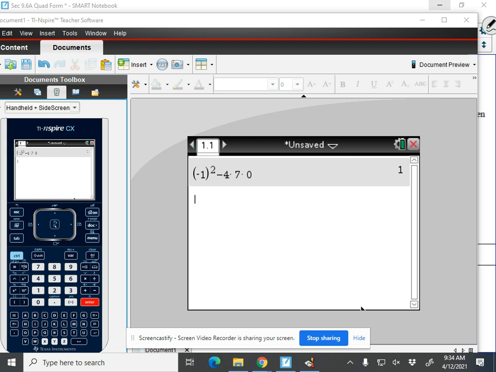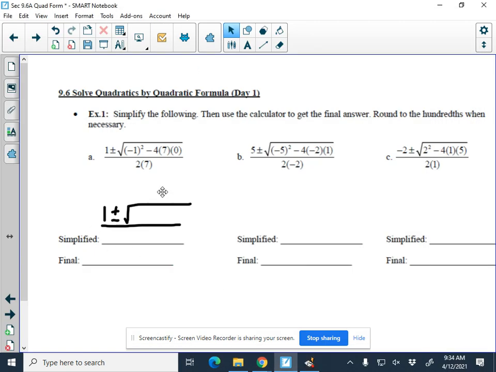All right. But all that underneath the square root sign turns into a 1. So in terms of the simplified form, all I'm looking for us to do is figure out what's underneath there. And we get 1. And then in the bottom, 2 times 7 is 14. So far, that's what we have.